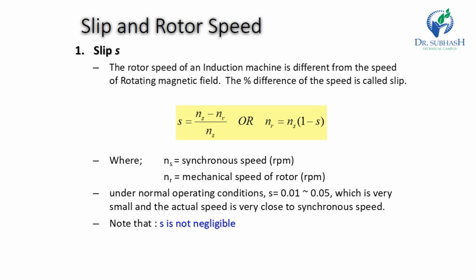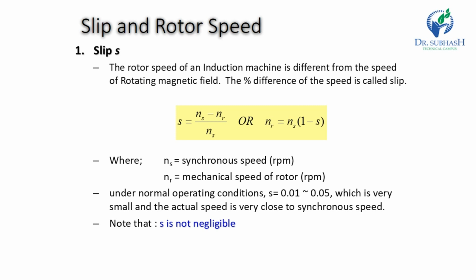Now slip and rotor speed. Generally in a slip ring motor, we use the term slip. Slip is the difference between the two speeds, in terms of slip speed. The rotor speed of an induction machine is different from the speed of the rotating magnetic field, and the difference of this speed is called slip.